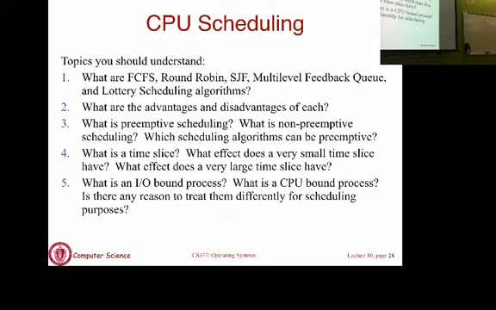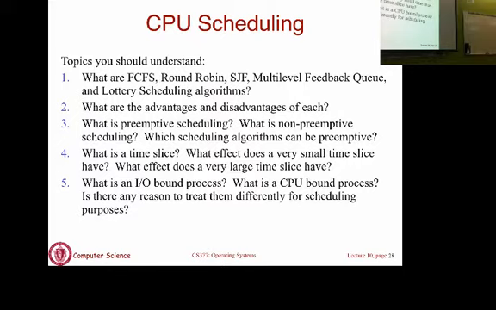In a preemptive policy, either the process gives up the CPU or you can force the process to give up the CPU when its time slice expires. So some policies are preemptive, others are not. FCFS is an example of a non-preemptive policy. Shortest job first is also a non-preemptive policy. A round robin policy uses time slices, so it's preemptive. A multi-level feedback queue is also a preemptive policy, and so is lottery scheduling. So you need to understand what these policies are, and which ones are preemptive and which ones are not.